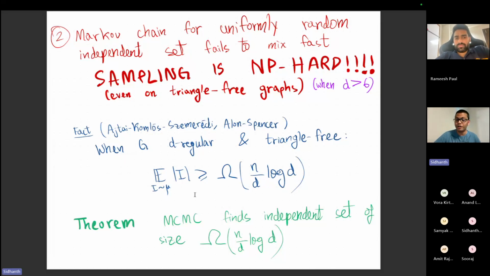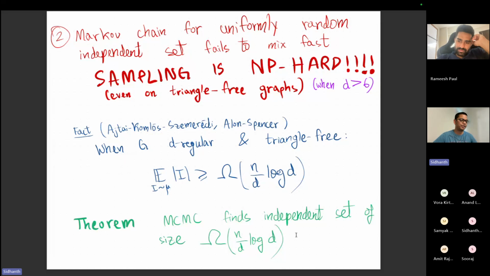So, okay, if you could sample a uniformly random independent set, you could find an independent set of size n over d log d. But like we just said, the sampling problem is hard. But actually, what we can show is that nevertheless, if you run this Markov chain, whose goal is to sample from the uniform distribution, even though it fails to sample a uniform independent set, it still finds an independent set of the desired size, omega n over d log d.